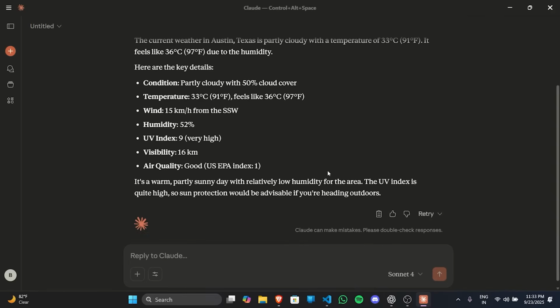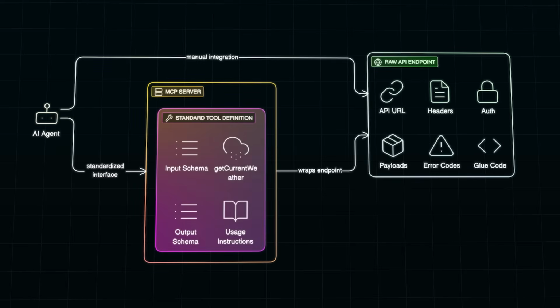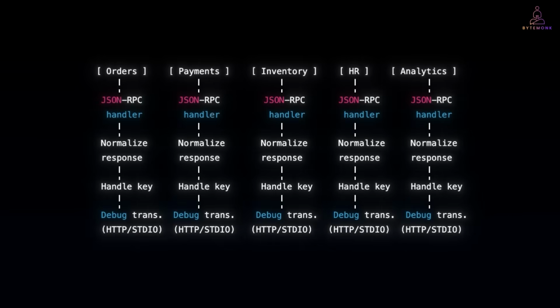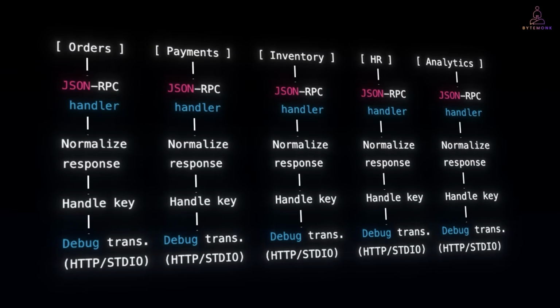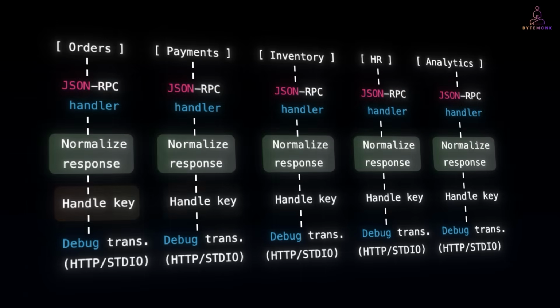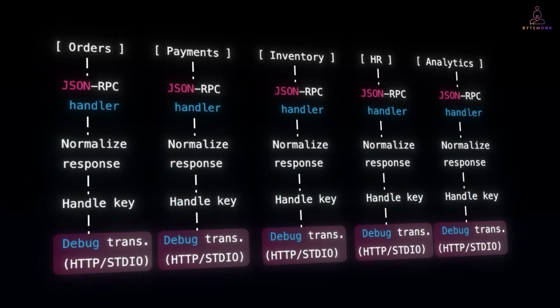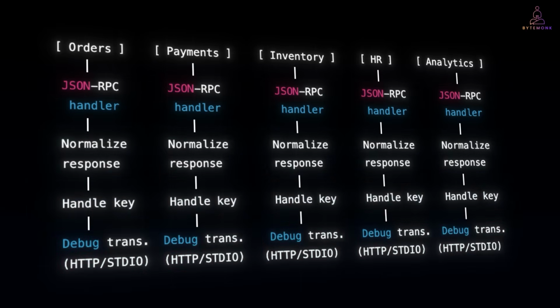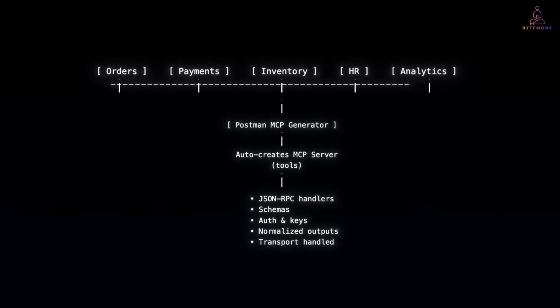Now, you might be thinking, if you're a strong developer, spinning up an MCP server by hand isn't rocket science. You could hack together a Node or Python wrapper around the weather API in a weekend. And you'd be right. But here is why Postman doing it for you is actually a big deal. One API is fine, but imagine exposing 5 endpoints across 5 different services. You'd be writing JSON-RPC handlers, defining schemas, normalizing responses, juggling API keys, and debugging transport issues. And that's a lot of repetitive glue. Postman cuts all of that out.